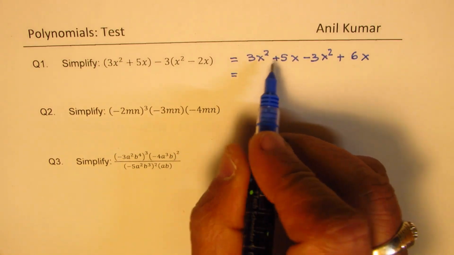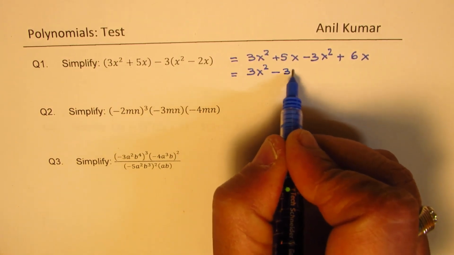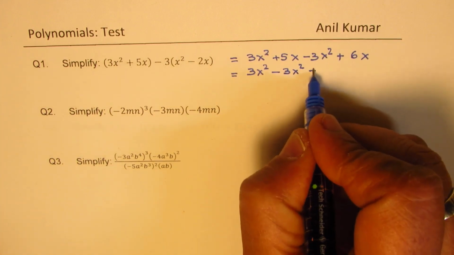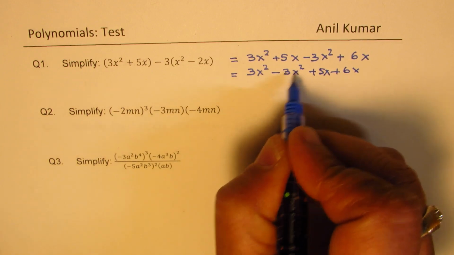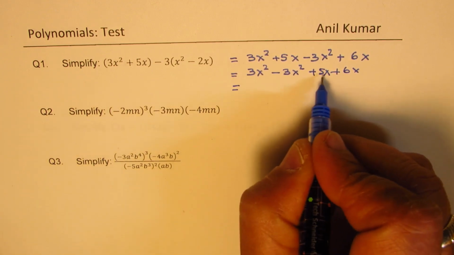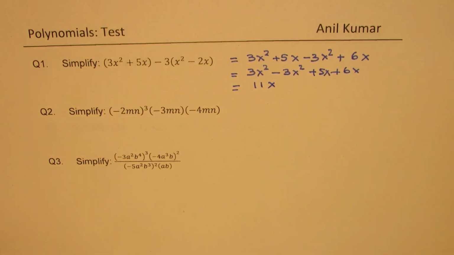Now we have to combine the like terms. So we have 3x squared minus 3x squared and we have 5x plus 6x. Now 3x squared minus 3x squared is 0 and they add up to give 11x. So 11x is the answer.